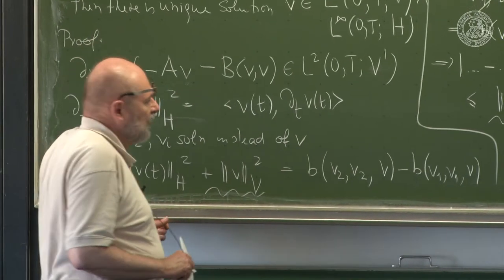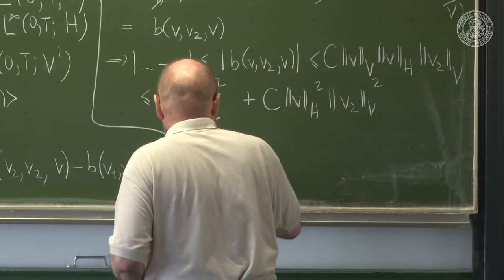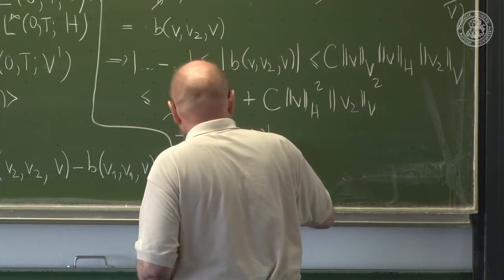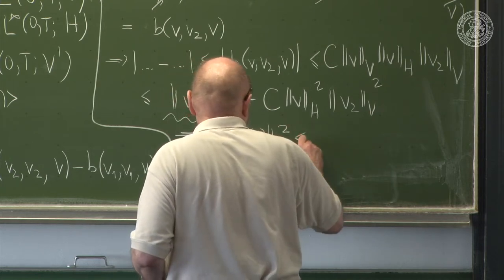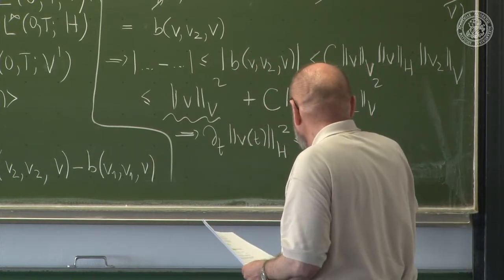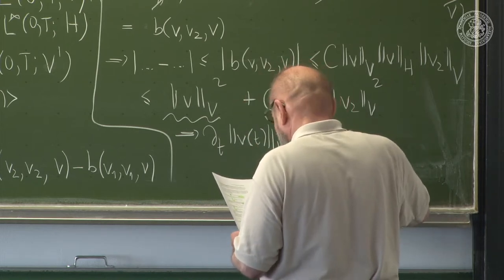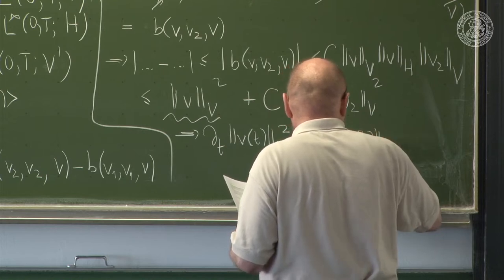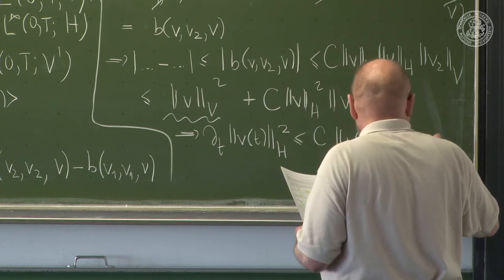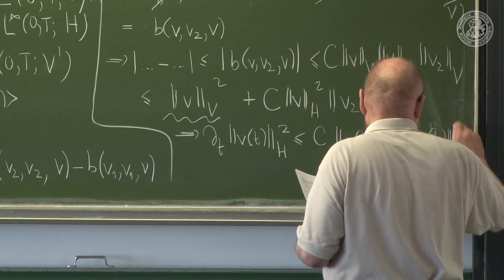So this is gone. And what I have left is now a differential inequality for the h norm squared, saying the time derivative is smaller or equal to some constant, the term which I have here, also the same quantity squared times the v2 norm, also in t if you want, squared.